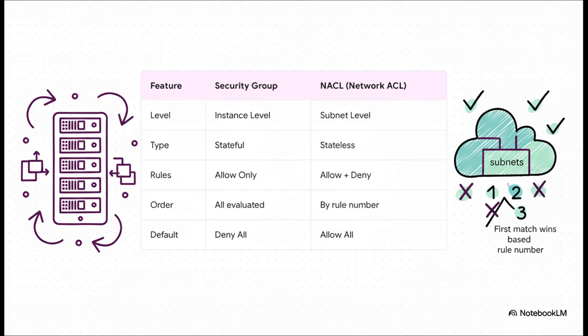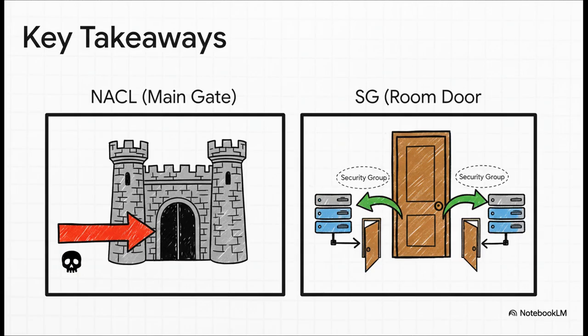That's a huge one. Security groups can only have allow rules, while NACLs can have both allow and deny rules. And look at the defaults. A security group locks everything down by default, while a new NACL lets everything through. Very different philosophies. So if you're going to remember just a few things from all this, let it be these.